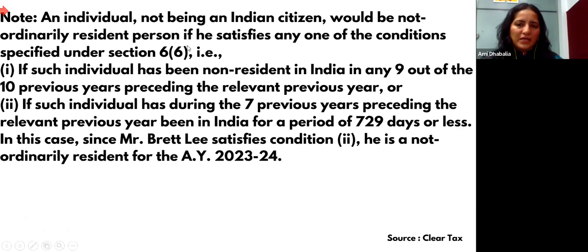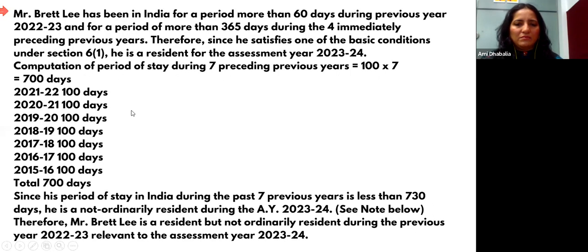So this is again the same condition which we are reiterating. Because it is only 700 days and not 730 days, we are not really calculating the resident in 2 out of 10 PPYs. So he automatically becomes a RNOR.